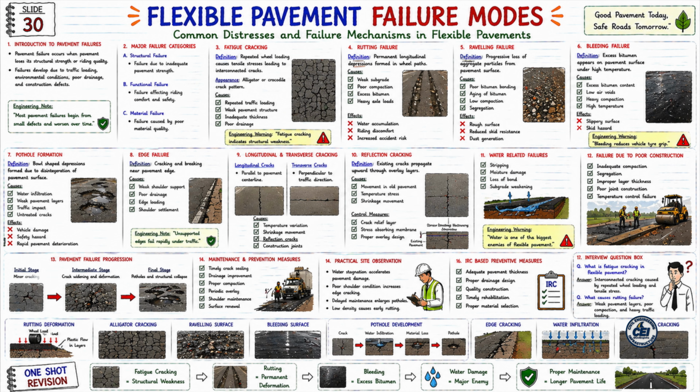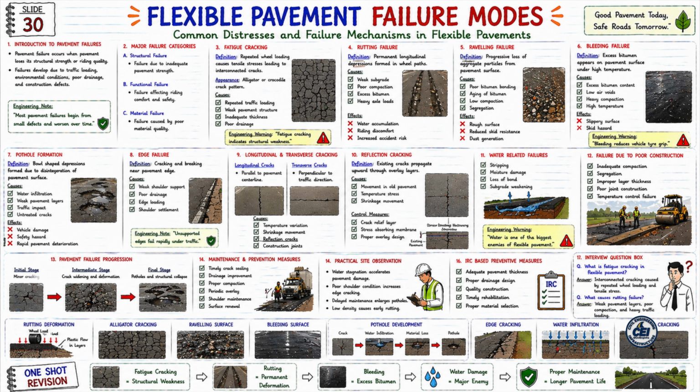1. Introduction to pavement failures. Pavement failure occurs when the pavement starts losing its structural strength or riding quality. Failures develop from traffic loading, environmental conditions, poor drainage, and construction defects. See the engineering note below. Most pavement failures begin from small defects and worsen over time. That means it starts small. But if there is maintenance delay, the entire pavement may fail.